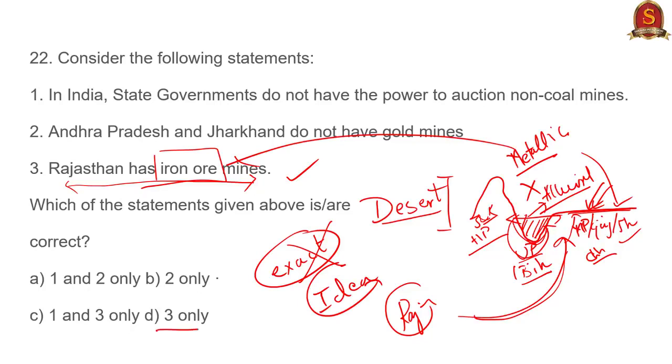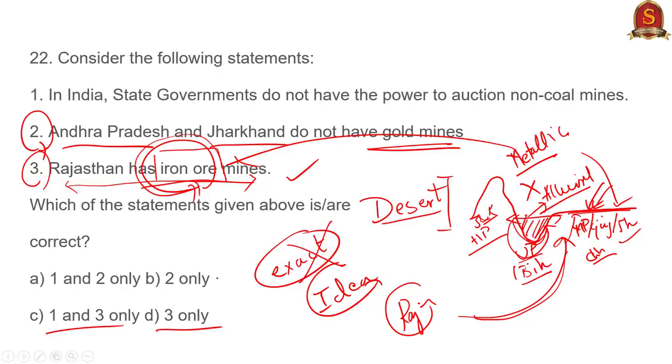Once you know the third statement is right, you know that D and C is right. There is no need to worry about the second statement at all. Need not even worry whether Andhra Pradesh and Jharkhand have gold mines or not, because iron is far more evenly distributed when compared to gold, because gold is very specific. And since iron is distributed, you need to worry about statement 3 and not statement 2, or the exact location of gold mines is not required.